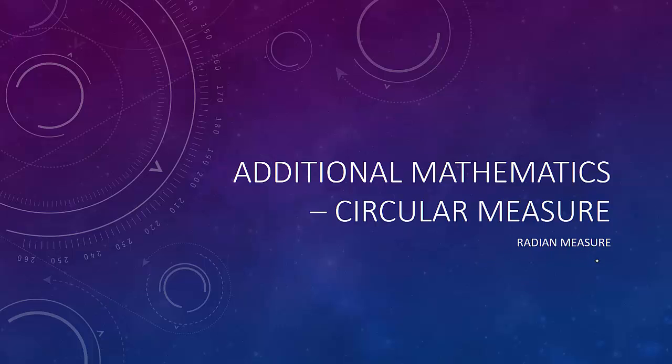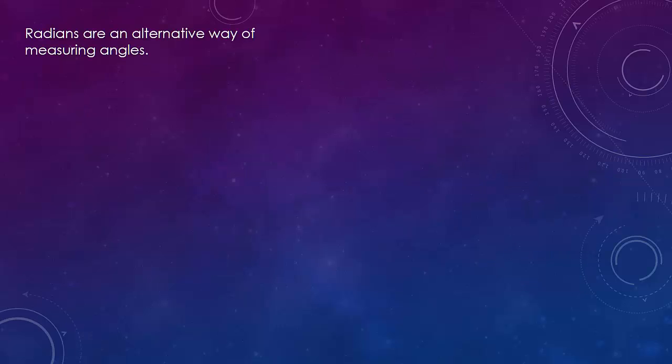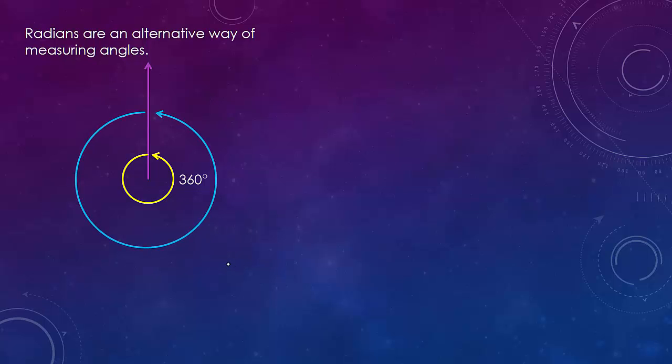Radian measure. Radians are an alternative way of measuring angles. So if we have a full rotation, we know that that's 360 degrees. It's also 2 pi radians.